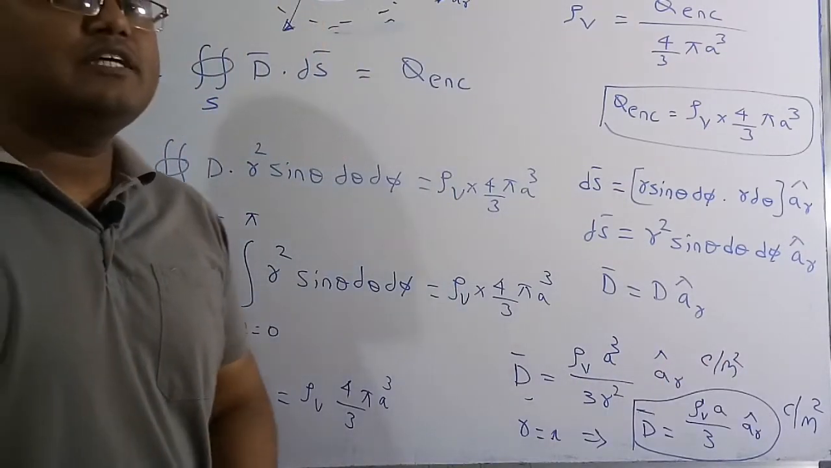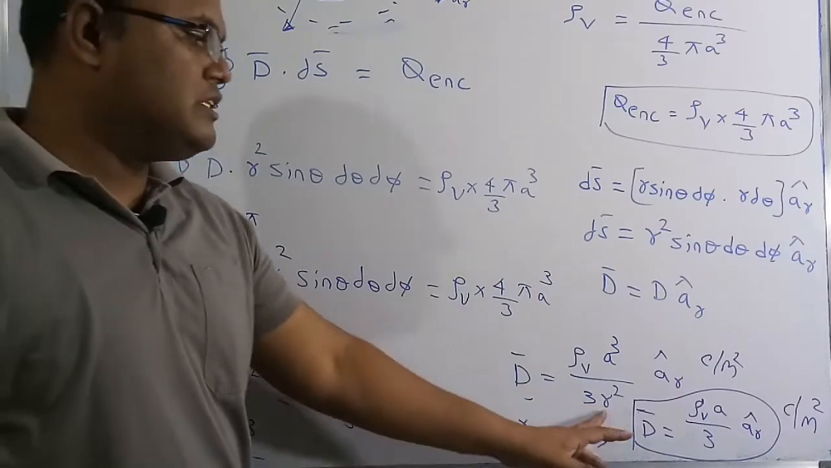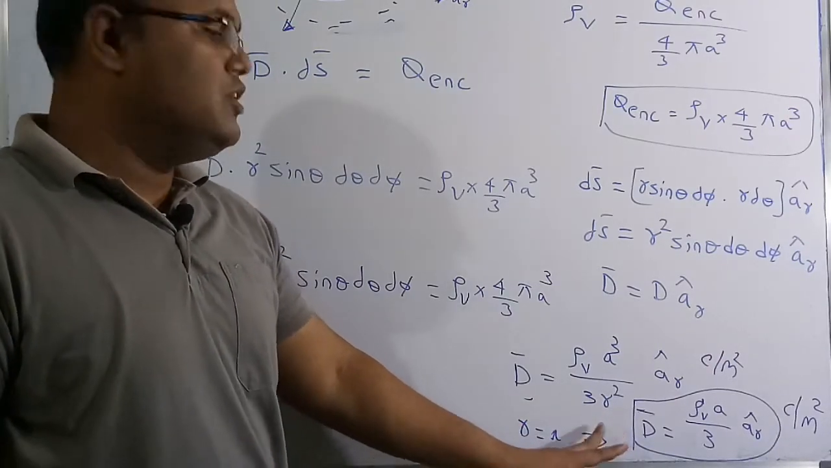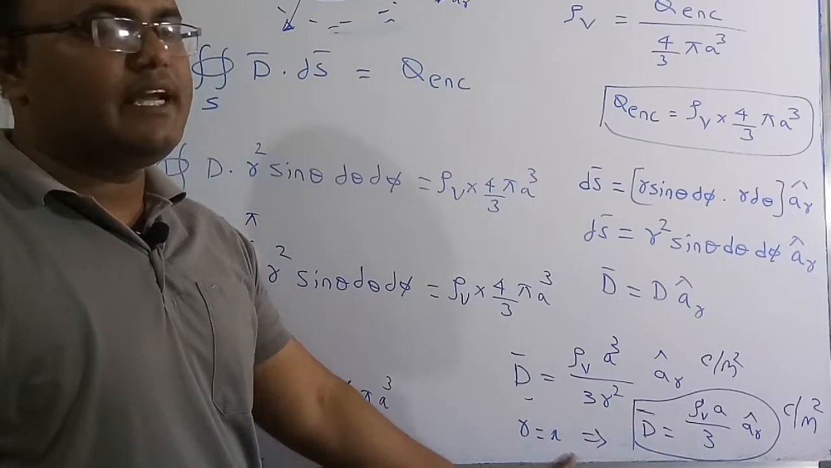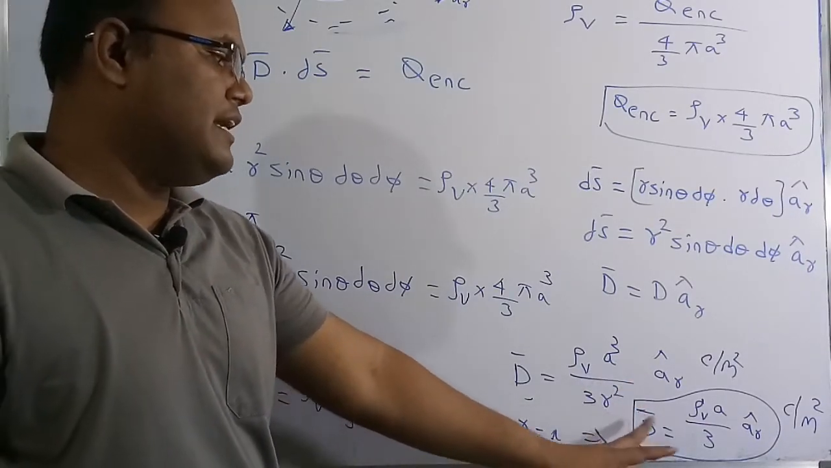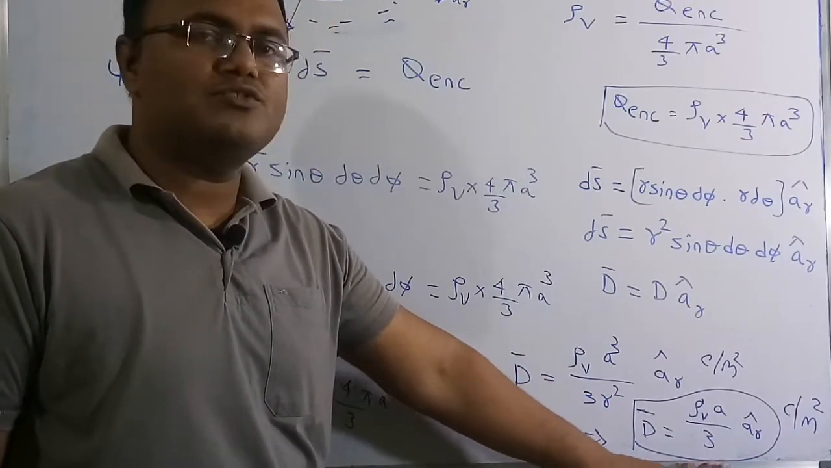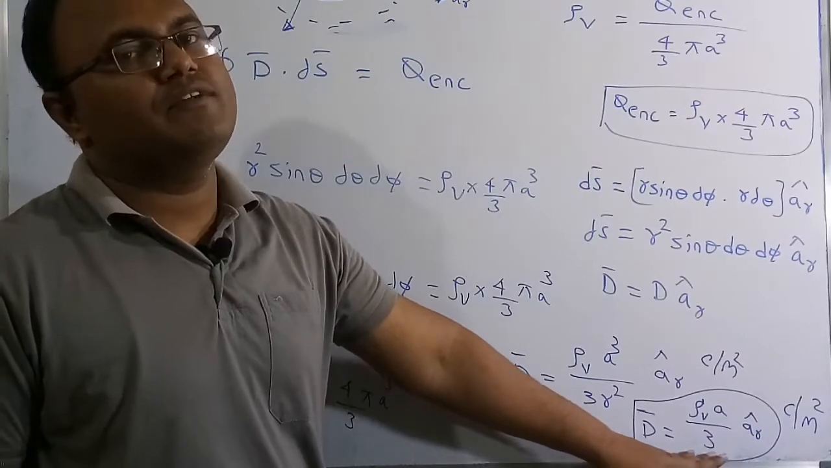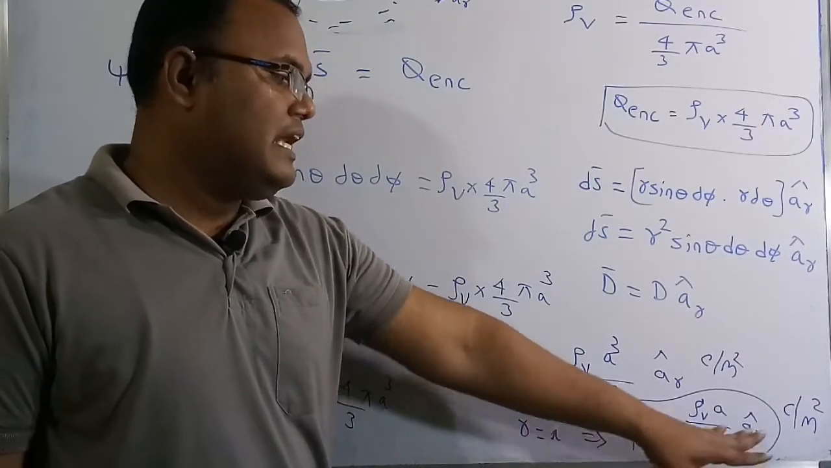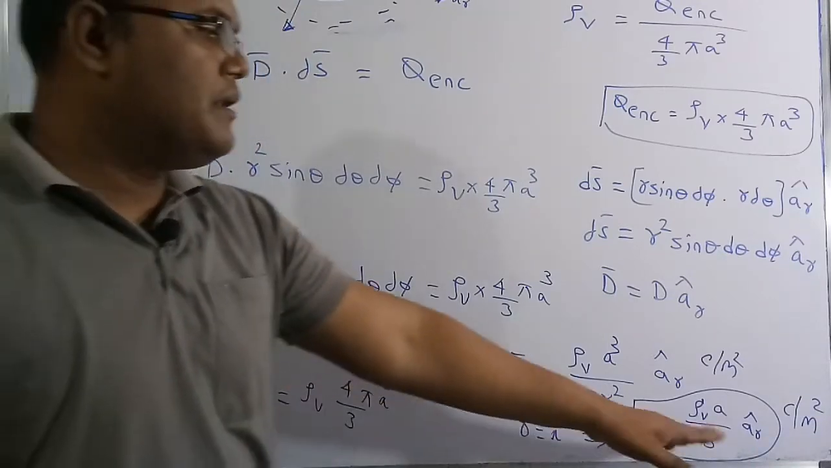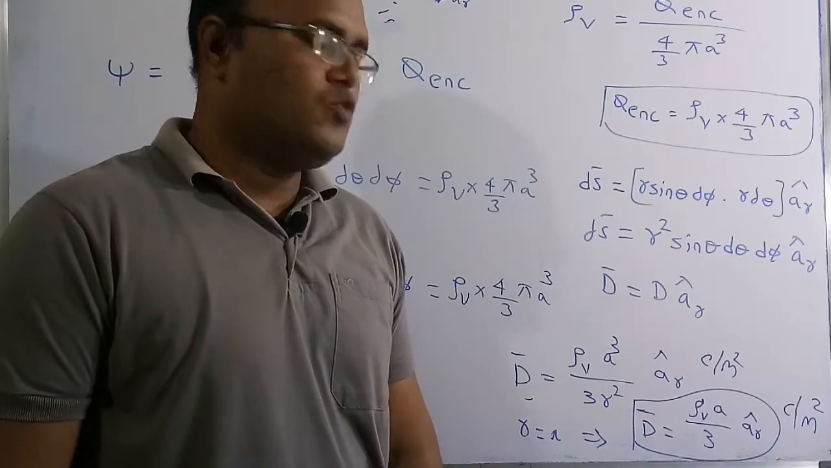But in this question they are asking only at r is equal to a, what is the electric flux density. So in place of r you can substitute a. If you do the simplification, we are going to get rho v a by 3 a_r cap. So this is the correct solution of this question, or we can say the electric flux density at the surface of the sphere is rho v a by 3 a_r cap, and its unit is coulomb per meter square.